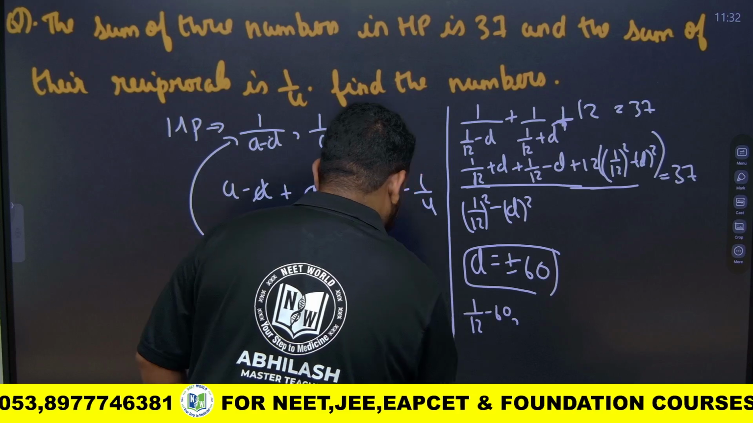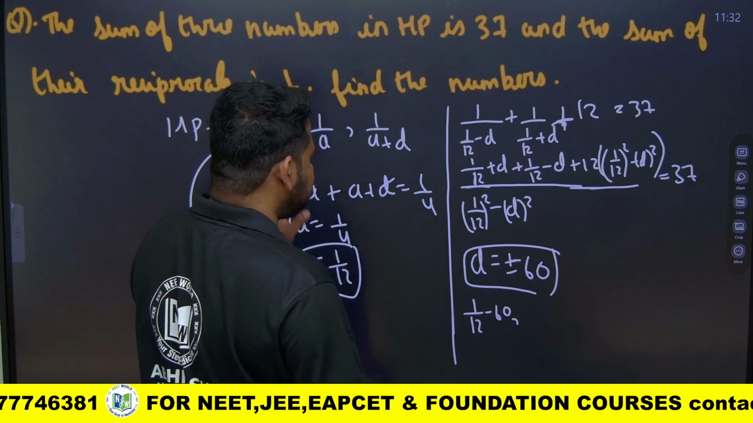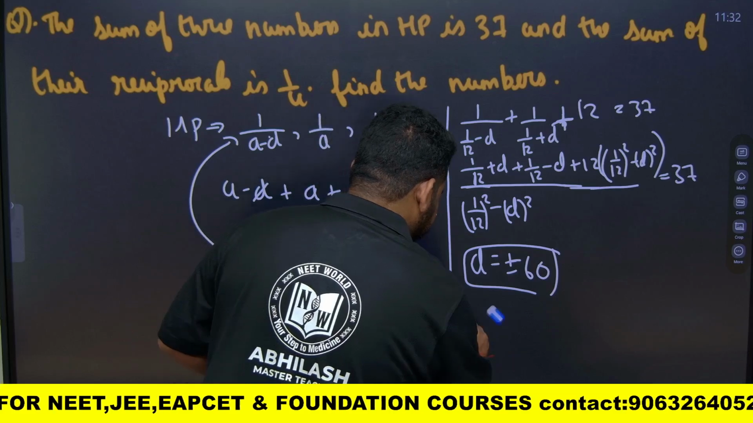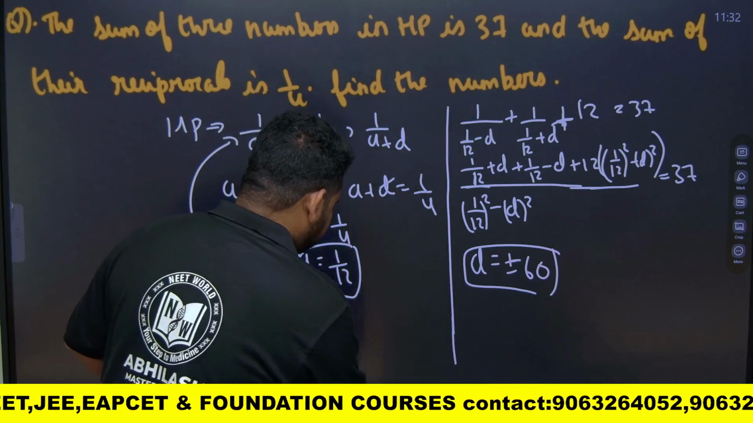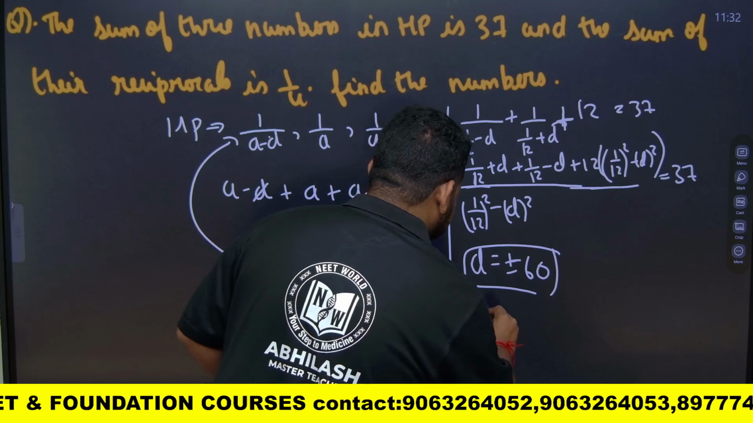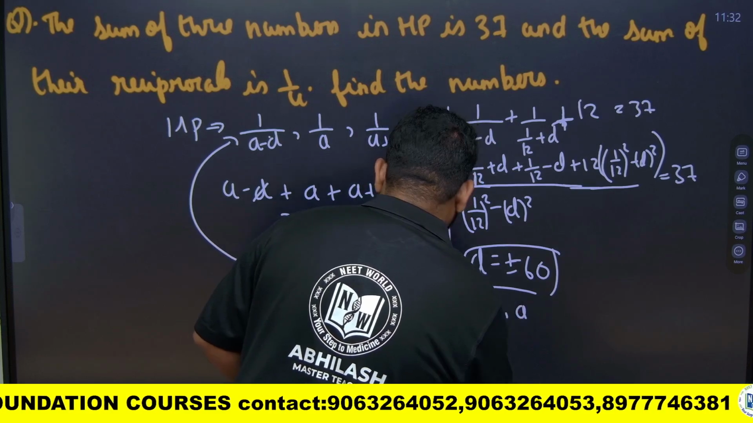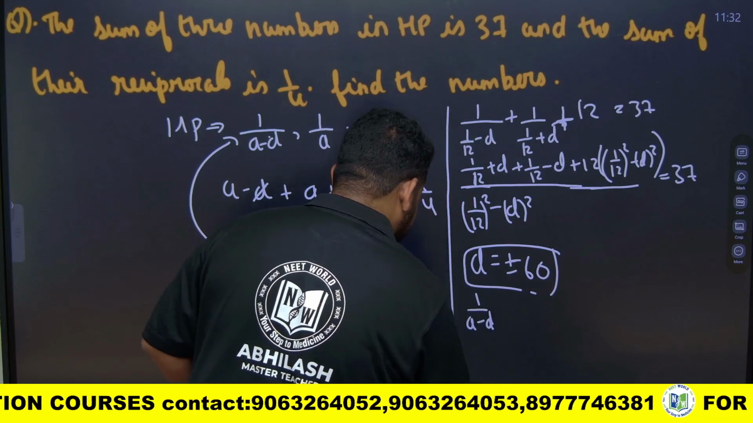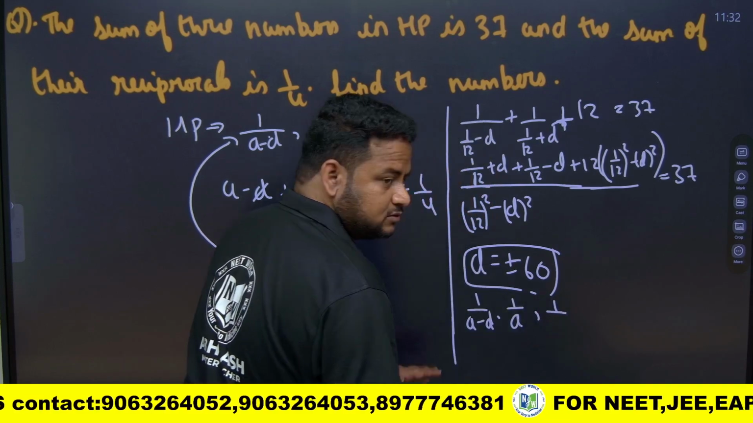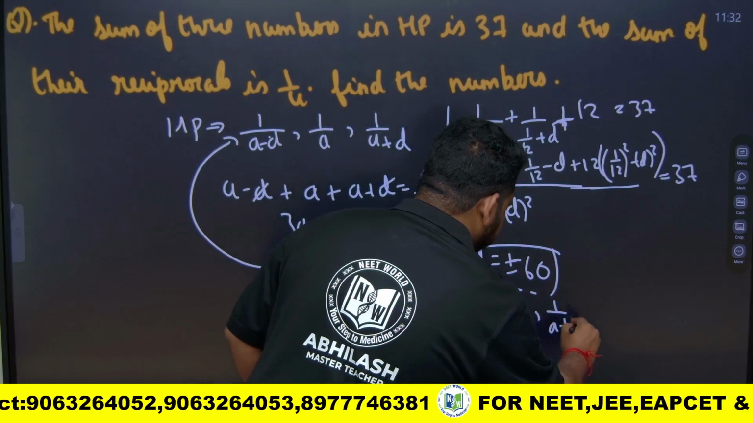So the numbers are these, correct? So this is the value you have to put. The first number is 1 by a minus d. Another one is 1 by a. And this is 1 by a plus d.